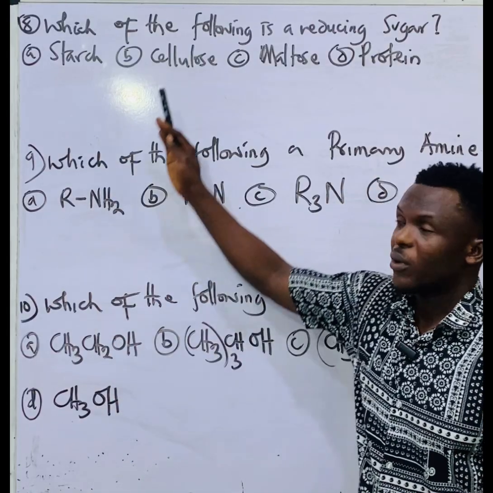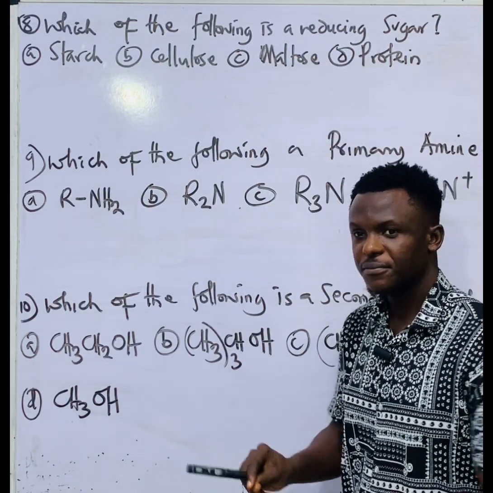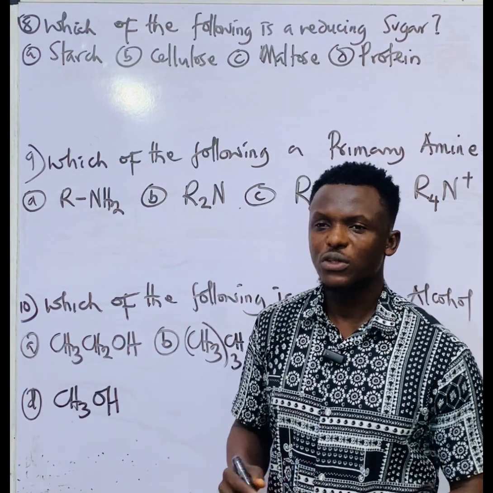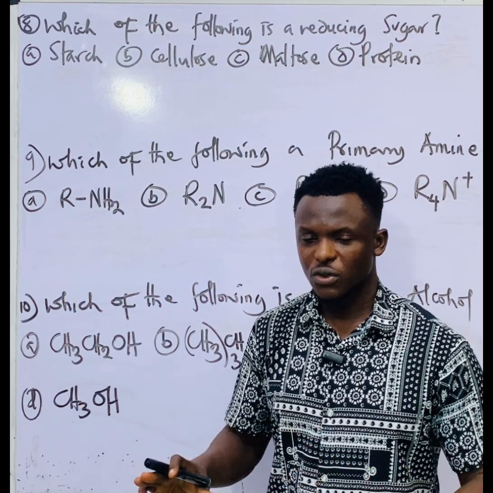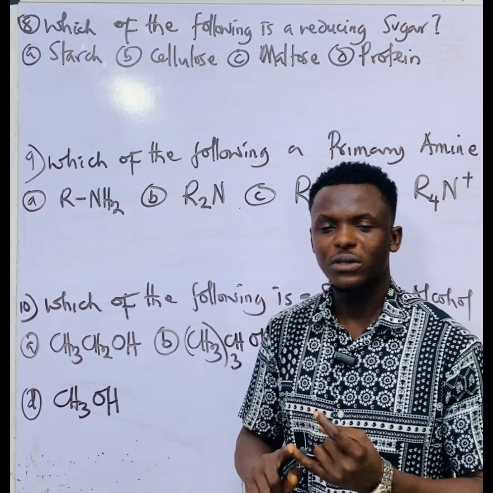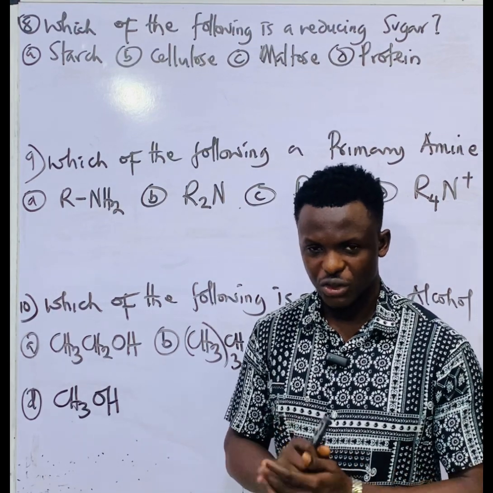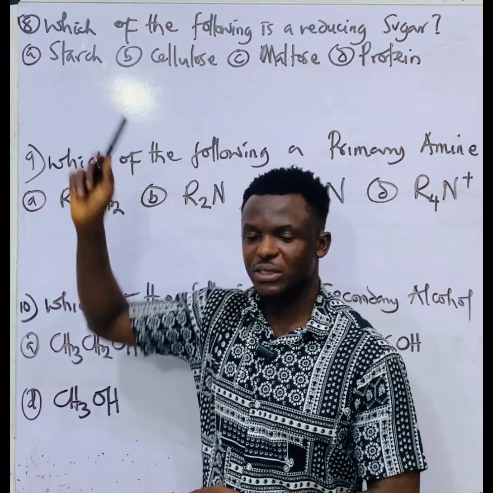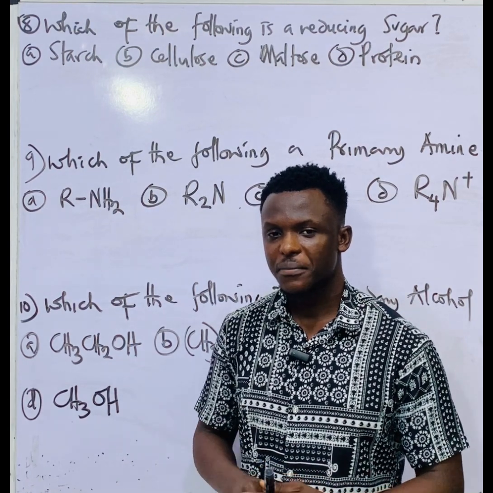Okay. We have another question here. Which of the following is a reducing sugar? Now, this is under carbohydrates. You may want to ask yourself, what do they mean by reducing sugar? So cut the long story short, right? Class, all monosaccharides are reducing sugars, right? Now, if you look at the option, starch is not a monosaccharide. Starch is a polysaccharide. Saccharide is sugar, right?